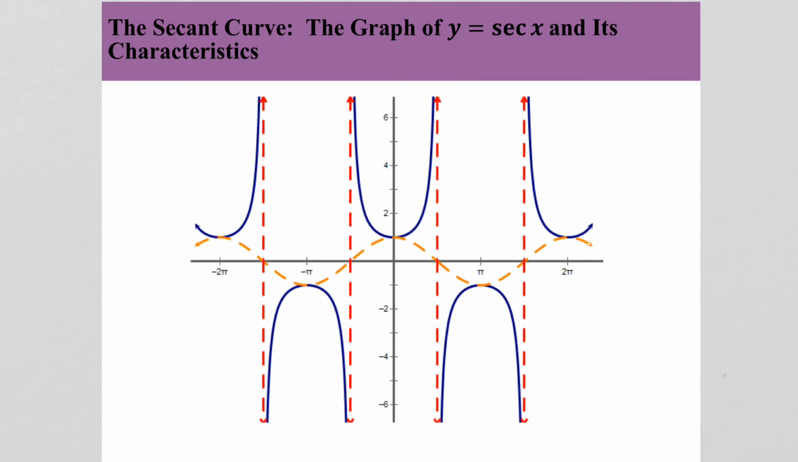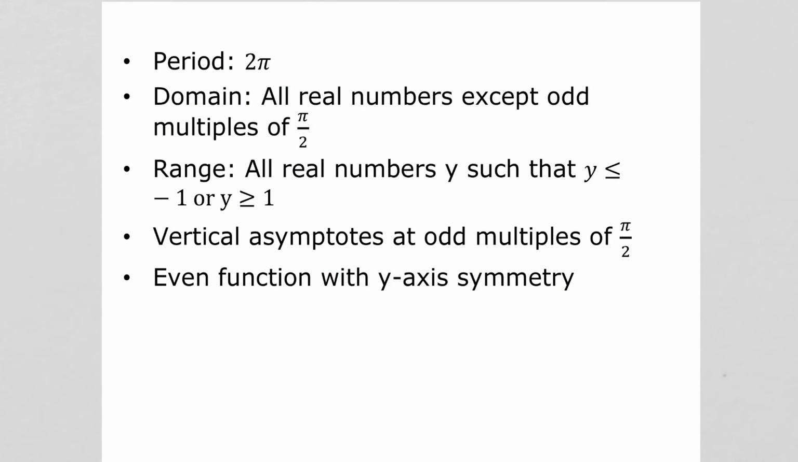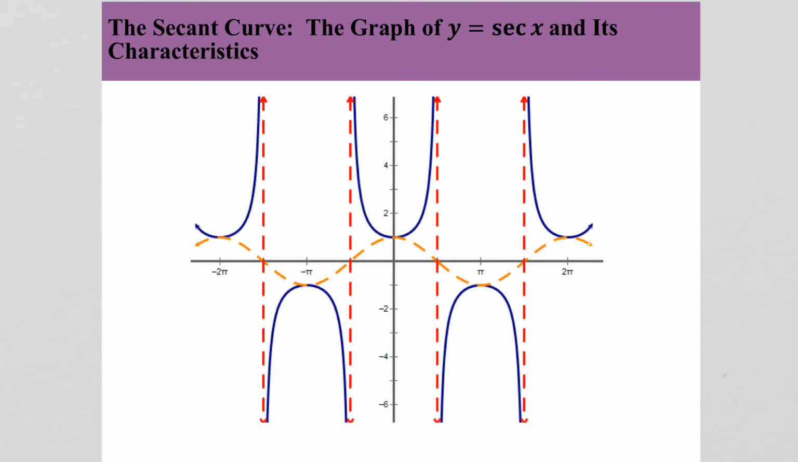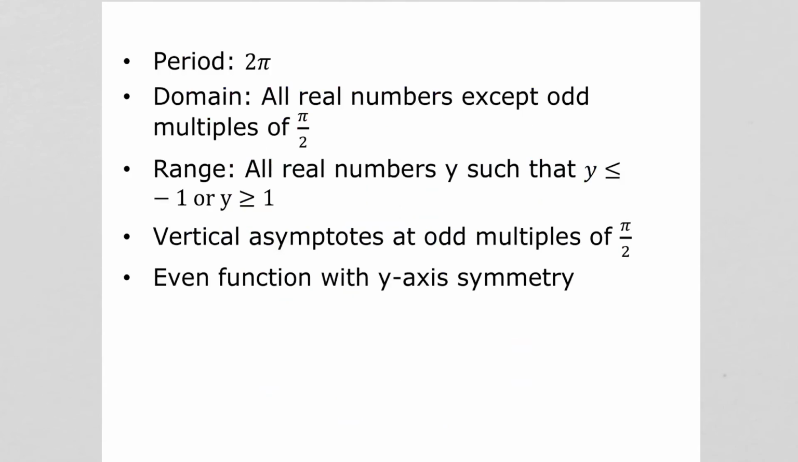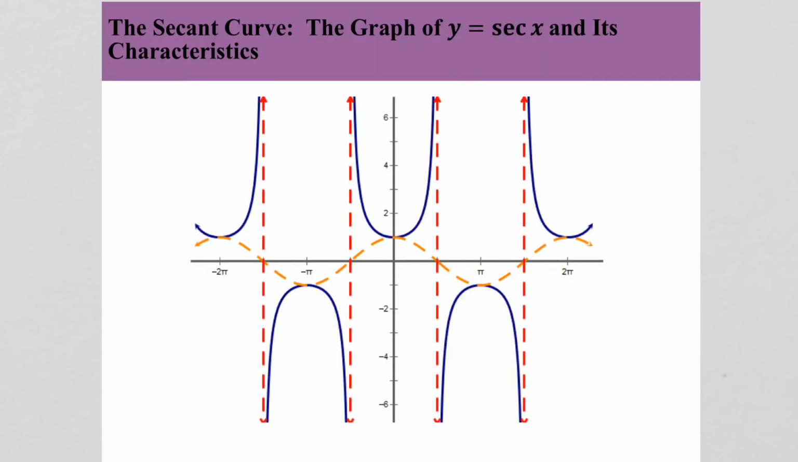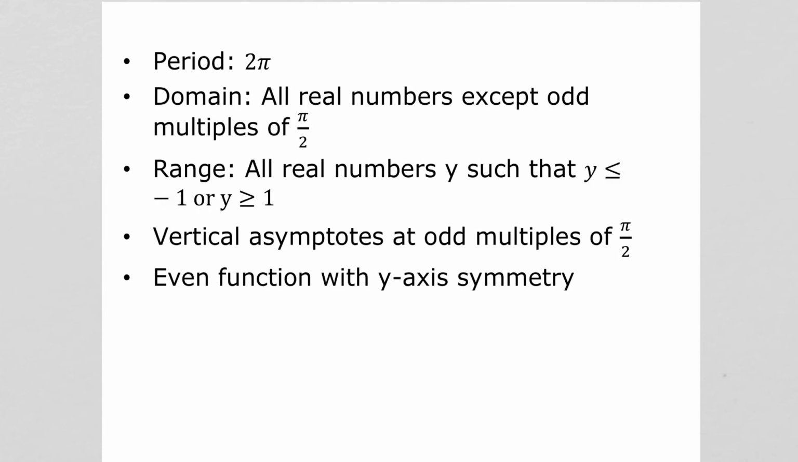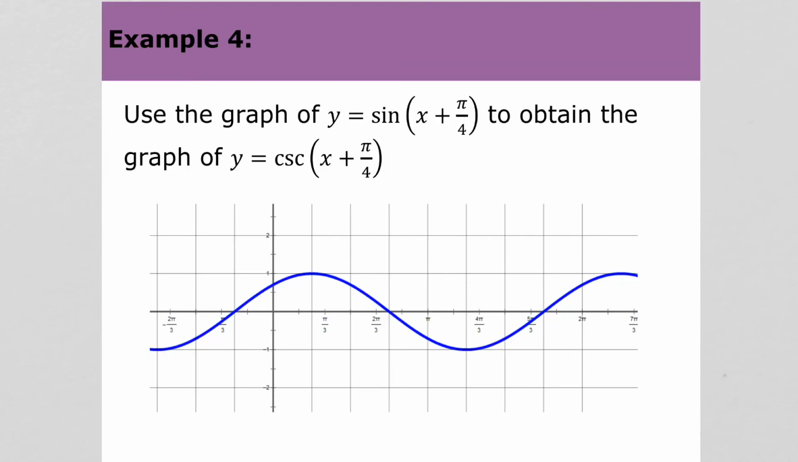The secant curve is very similar, except that it is the reciprocal of cosine. So you do the same thing, except with cosine. The period is 2 pi again. This time your domain is all real numbers except starting at pi over 2 and every odd multiple. The range is the same, and then the vertical asymptotes are at those undefined points.